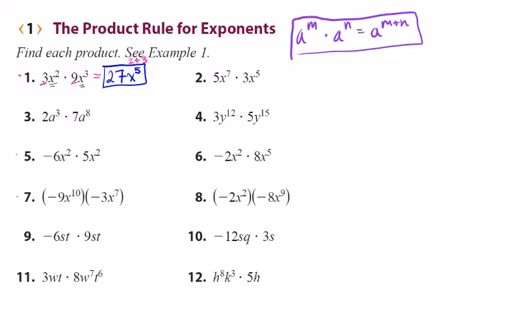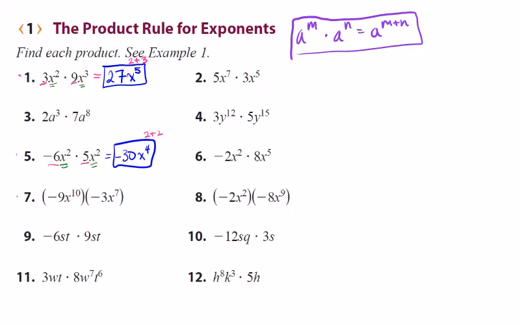All right, let's try number 5. So same idea. I'm going to use the associative property of multiplication to multiply the negative 6 and 5 first. So negative 6 times 5 is negative 30. Okay. Then I see that I have like bases, I have x squared and x squared. So I'm going to multiply those together. So I'm going to end up with one base, and then I'm going to add the exponents. So 2 plus 2, just add these exponents, and 2 plus 2 turns out to be, that's right, 4. All right, so negative 30x to the fourth.